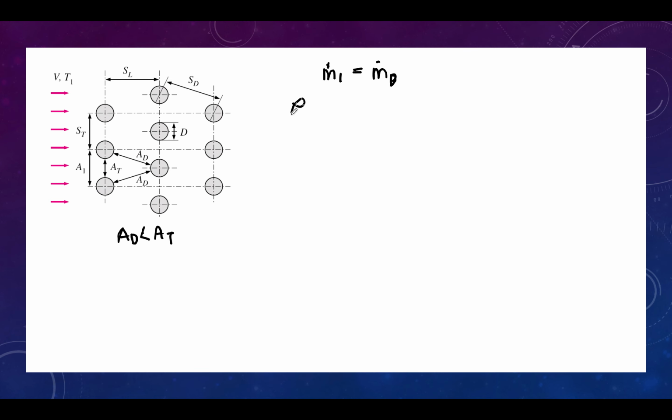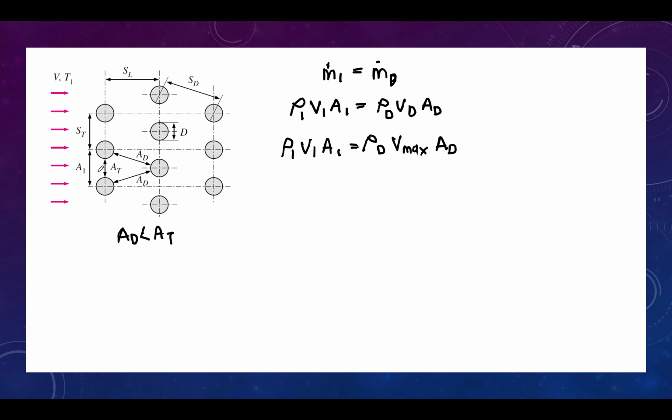So rho 1 V1 A1 equal to rho D VD AD. Now we know that VD is V maximum, therefore we change these terms into V maximum. So rho 1 V1 A1 equal to rho D V maximum times AD.